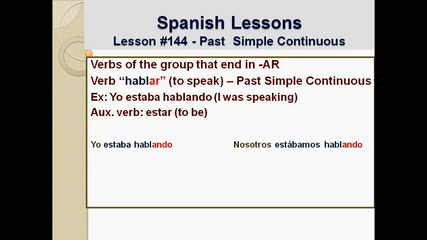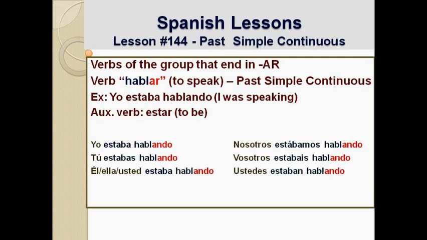Yo estaba hablando. Tú estabas hablando. Él estaba hablando, or ella estaba hablando, or usted estaba hablando. Nosotros estábamos hablando. Vosotros estabais hablando. Ustedes estaban hablando. Ellos estaban hablando.